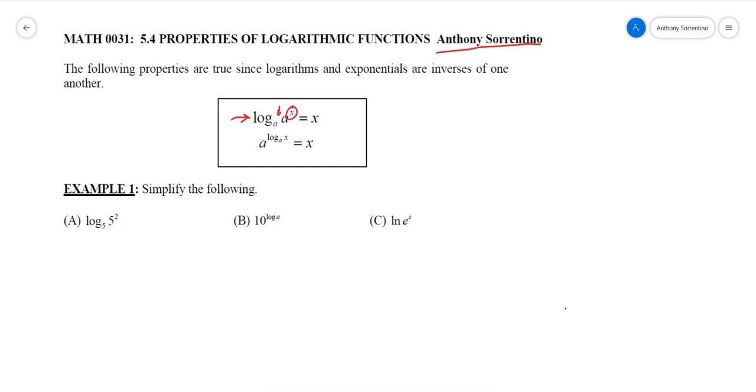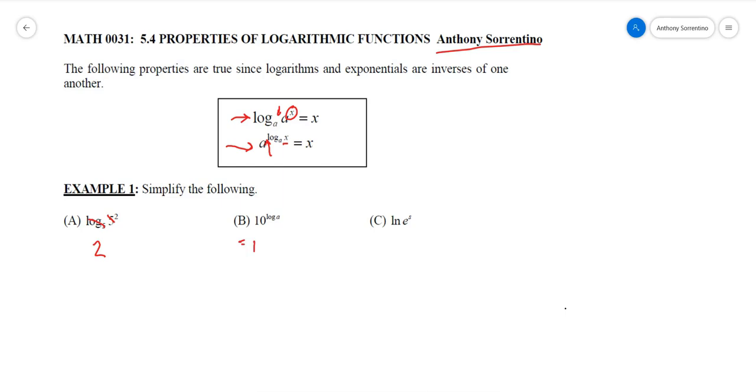It works the same way if you have an exponential raised to a logarithmic base. Again, as long as there's nothing in between them, they cancel each other out, leaving me with the x right there. So in these three examples, they're pretty easy, because log base 5 next to an exponential base 5 cancels. I'm left with 2.